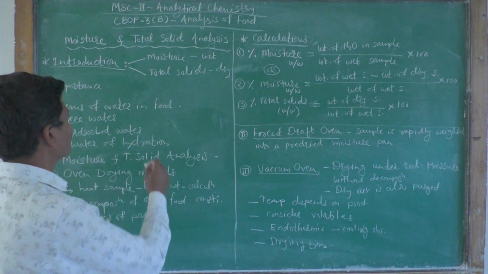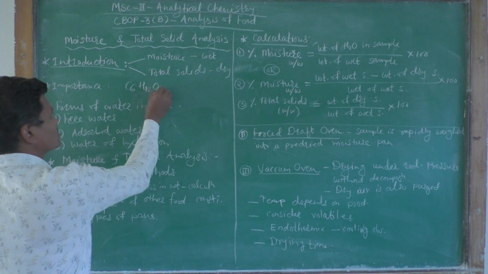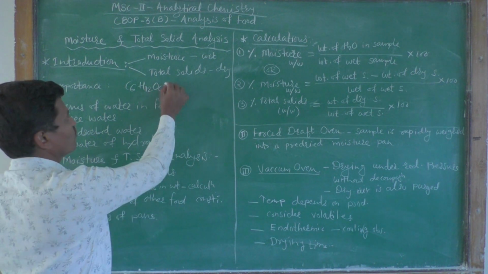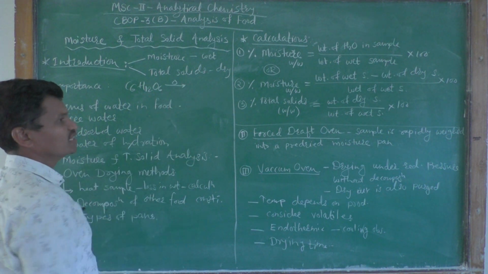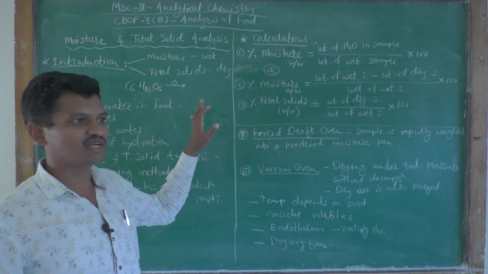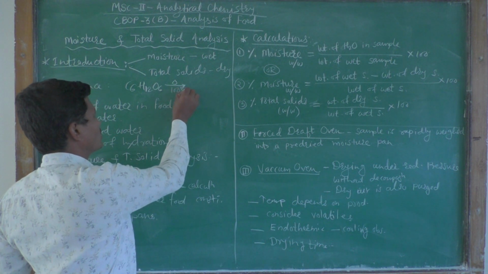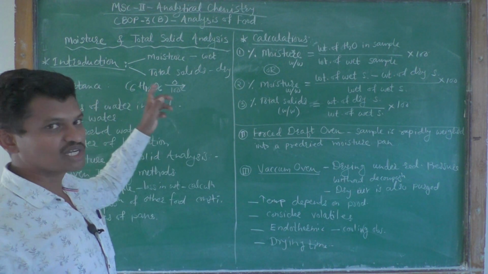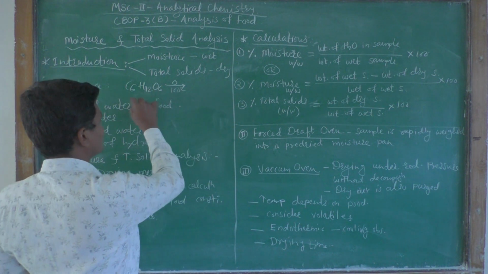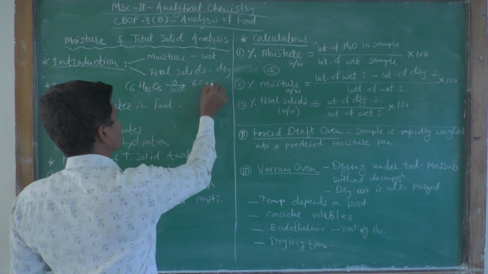For example, we have glucose, that is C6H12O6. When this glucose is heated strongly, it also gets denatured and decomposed at 100 degrees Celsius. So at the same boiling point of water, 100 degrees Celsius, this glucose material gets decomposed into 6 carbon plus 6H2O.